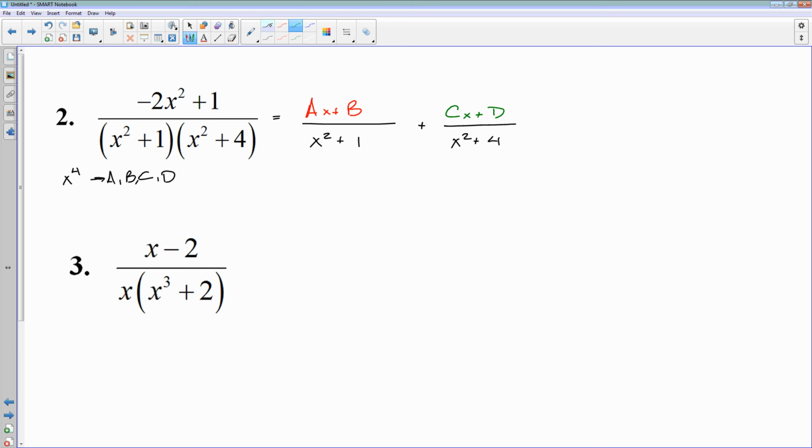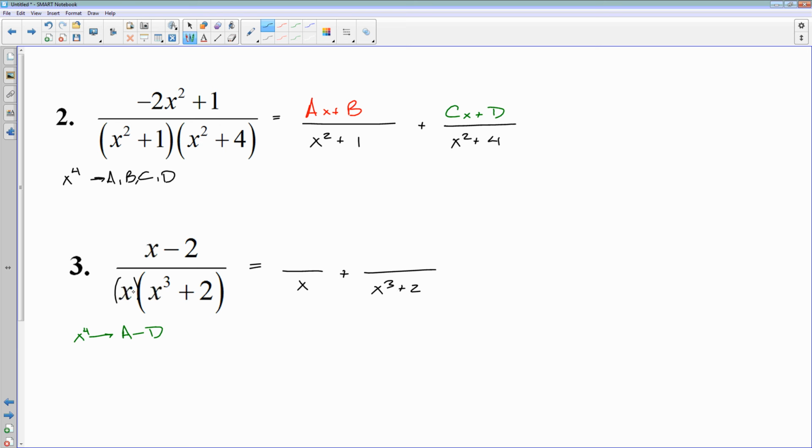All right, so number 3, again, I'm going to first find the degree. If I were to multiply out my bottom, I'd have x times x cubed. That's an x to the 4th, which again means I'm going to need an A through D when I set this up. Now my first factor is simply x. So I have something over x plus something over x cubed plus 2.